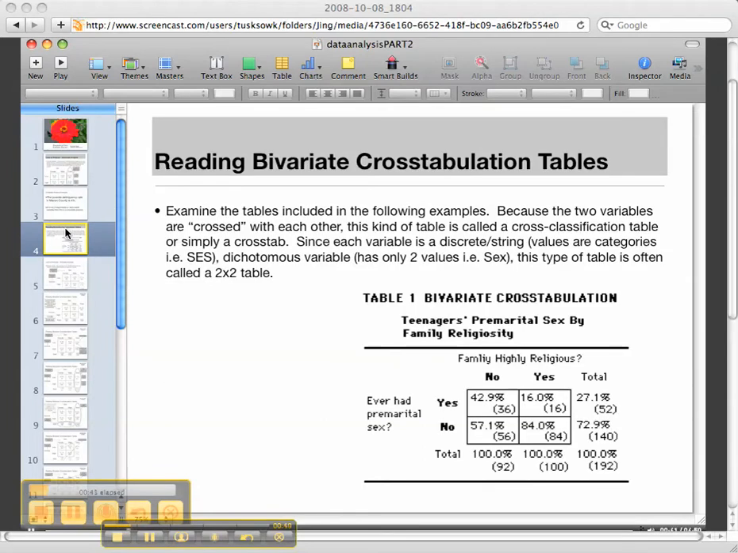Now, reading bivariate crosstabs, and let me also pause at this moment and let you know, with this particular segment of the video, you may have to watch part 2 again and make sure you take notes. Feel free to pause at any time so that you can read and review the information that is presented here.